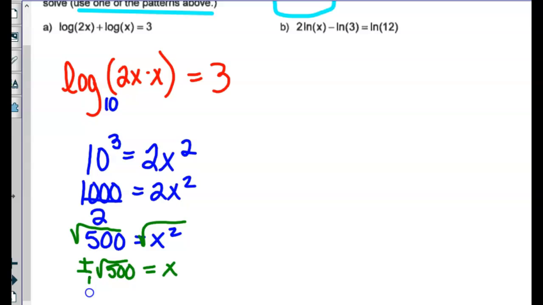This is 100 times 5, so it would be 10 square roots of 5 if I wanted an exact answer. Most of the time I don't care if you give me a decimal.